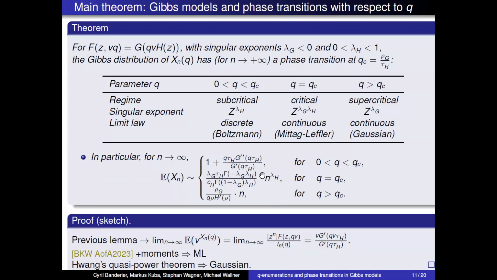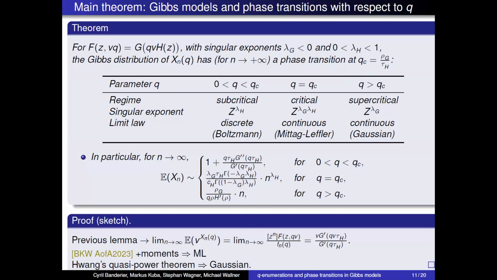Okay, and one more thing which can be said in those cases is in which way the mean behaves. So in the subcritical case, the mean is just a constant, an explicit value, and it will be like this. In the critical case, the mean behaves like n to the lambda h, and in the Gaussian case, linear.